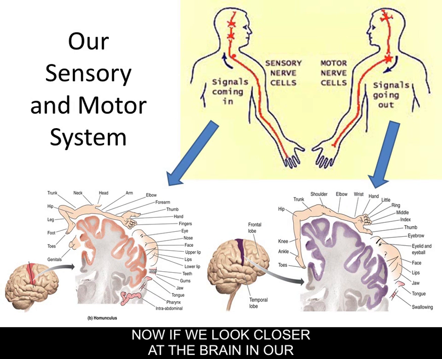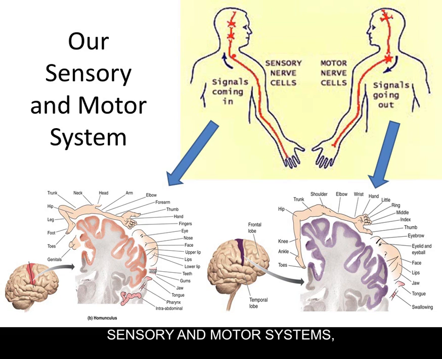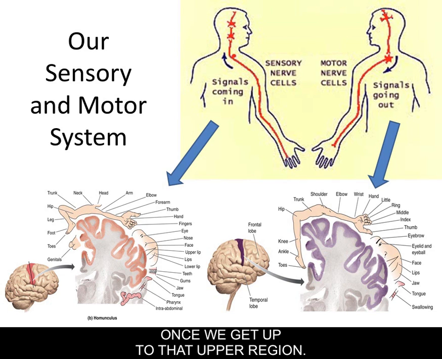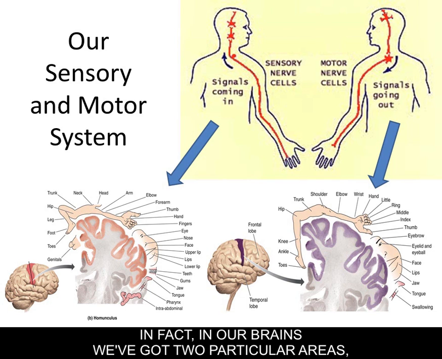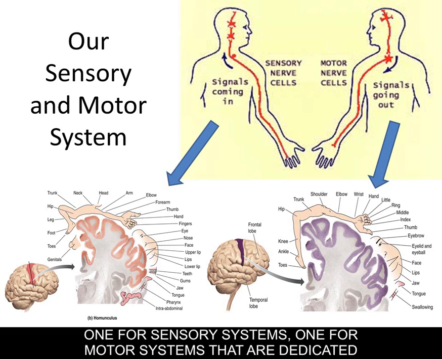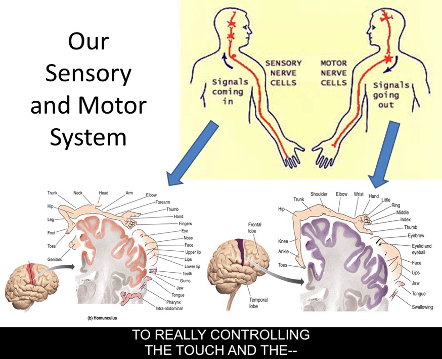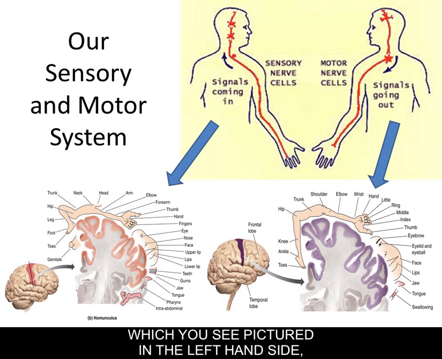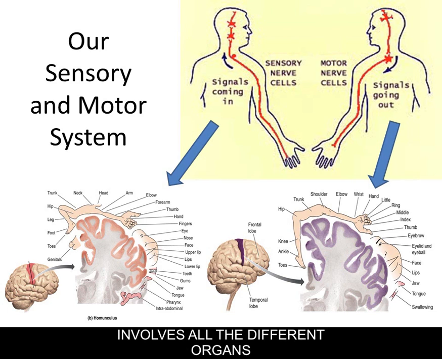Now, if we look closer at the brain and our sensory and motor systems, what we see is it's actually divided even more once we get up to that upper region. In fact, in our brains, we've got two particular areas, one for sensory systems, one for motor systems, that are dedicated to really controlling the touch and the movement that we control throughout our body, or we experience throughout our entire body. The touch system, which you see pictured on the left-hand side, involves all the different organs and different parts of our body that can actually experience touch.